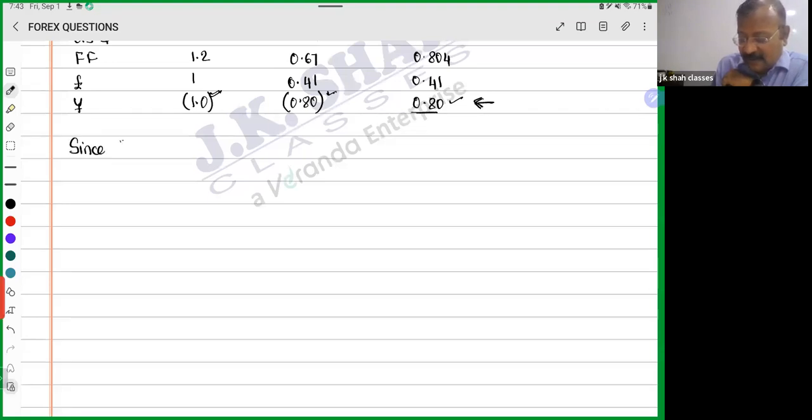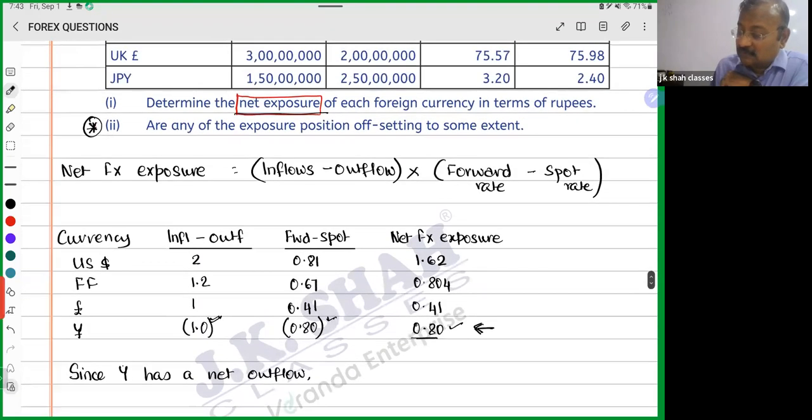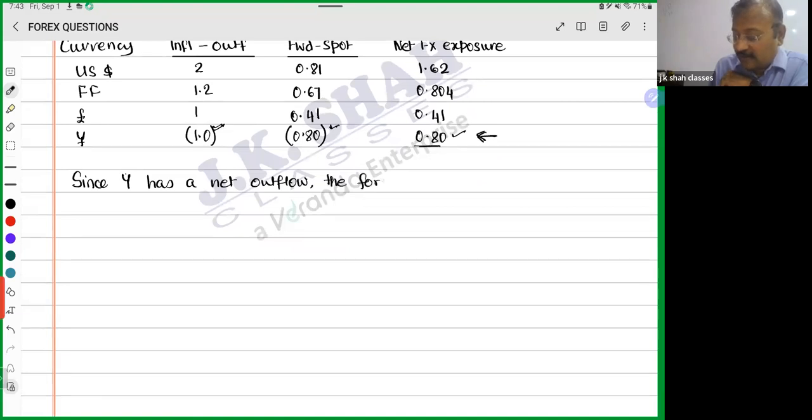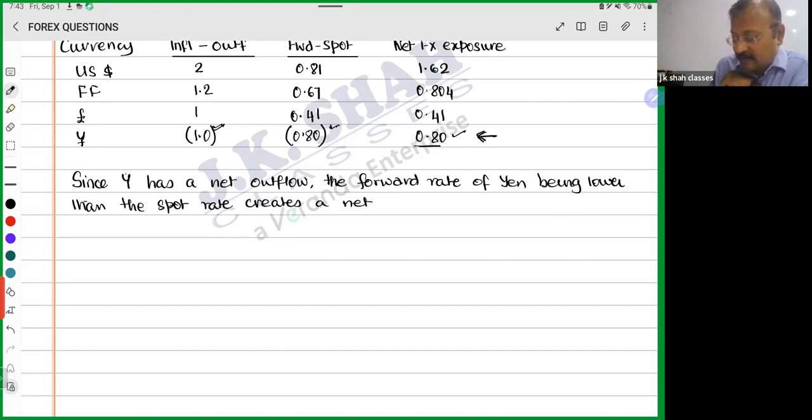Since yen has a net outflow, the forward rate of yen being lower than the spot rate creates a net favorable forex exposure in spite of the fact that yen has a net outflow.